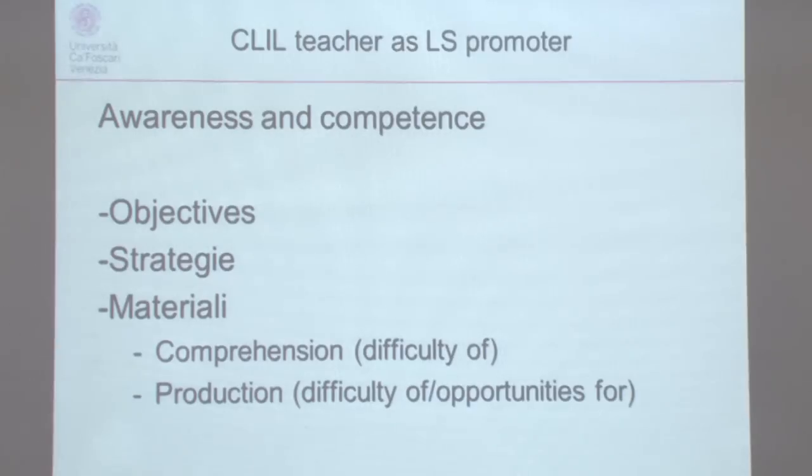So objectives need to be relooked at, strategies need to be acquired, and materials need to be looked at for their suitability language-wise for language learning, for access into the materials, because they could be too difficult. Here we have the problem of comprehension. Are the materials too difficult? Okay? We can't have difficulties of comprehension, because if there are difficulties of comprehension, then students are not going to access the content either. Okay?